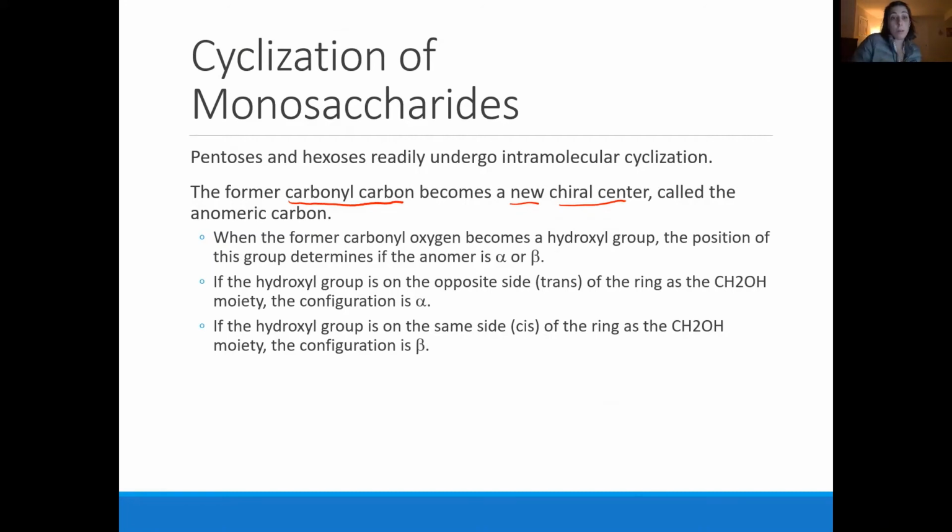The former carbonyl oxygen, as I noted, becomes a new hydroxyl group or a new alcohol. And its position, whether it is up or down, is written using this nomenclature, alpha or beta. So if the hydroxyl group is in the down position, we call this the alpha position.